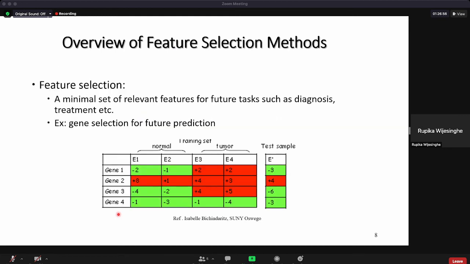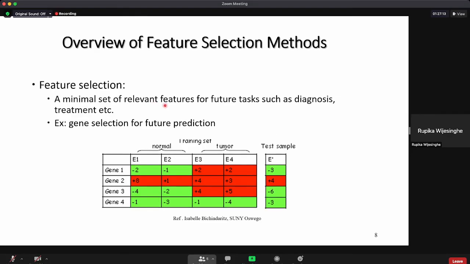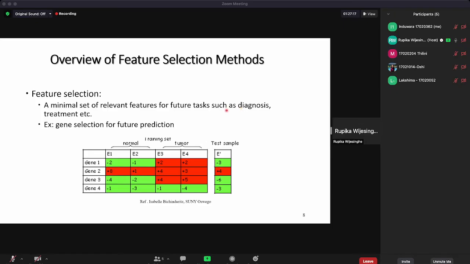This is about feature selection: a minimal set of relevant features for future tasks, such as, as I said, diagnosis and treatments. That is what we call feature selection, selecting a minimal set of relevant features for diagnosis of diseases, treatments, etc. Gene selection for future prediction. When you select the genes, right?